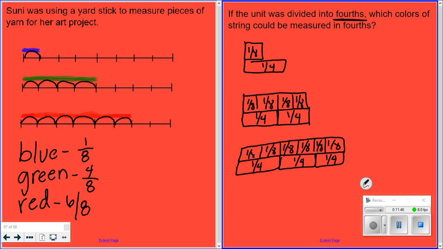This time it wants to know if I'm counting by half pieces. Are any colors equal to a half? If I was counting by half-size pieces, what would I get? I'm not going to do question number 4 with you because I think you can figure that one out because it says 1/2.